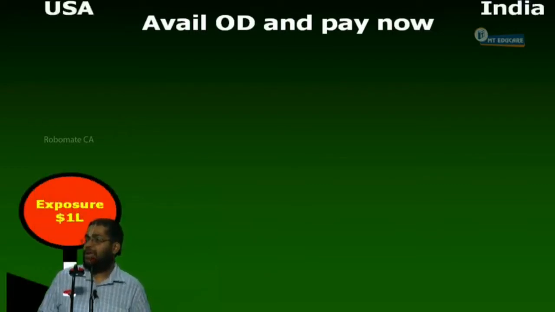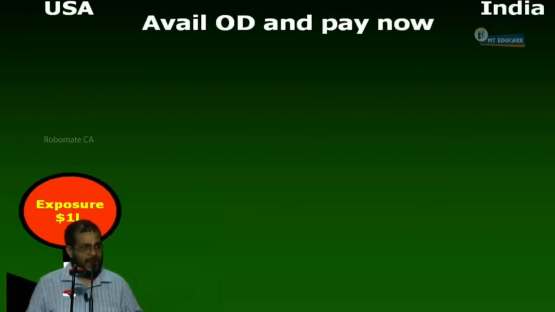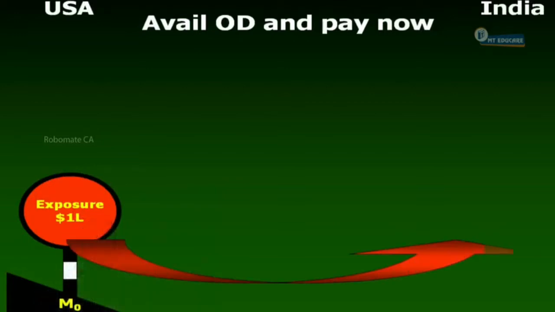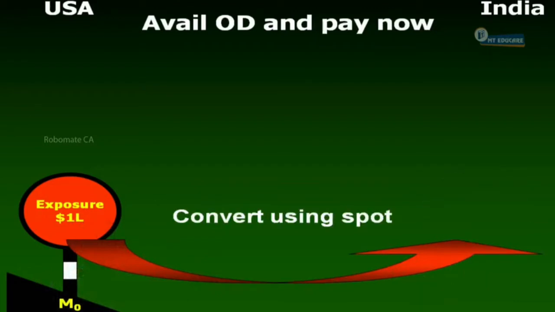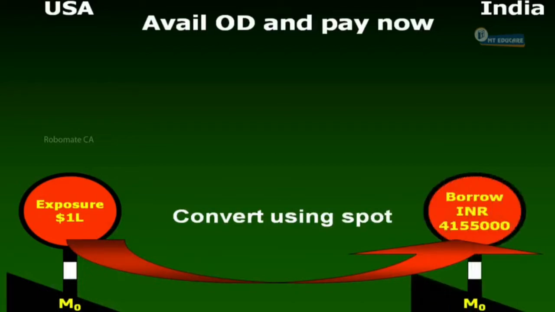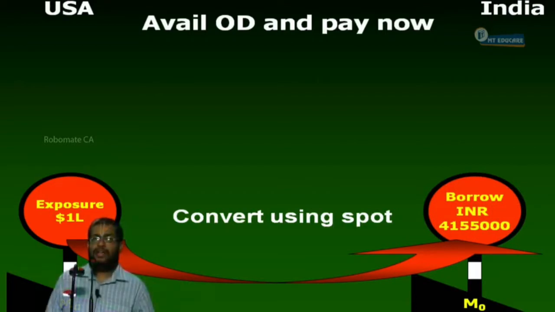Okay. How much do I have to pay? $1 lakh. Now, this $1 lakh should be purchased by paying how many rupees per dollar? 41.55. So how much INR do I borrow? 41 lakh 55,000. Borrow INR 41 lakh 55,000.